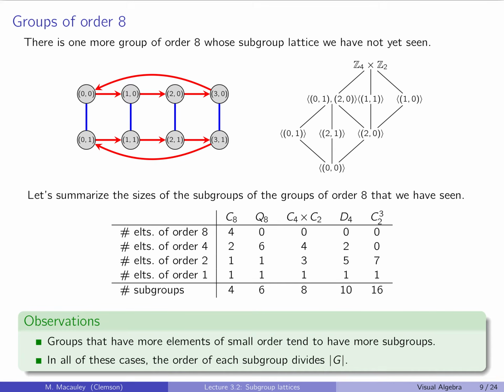Several observations. The first one we already made. Groups that have more elements of small order tend to have more subgroups. But one more thing. In all of these cases, the order of each subgroup divides the order of the group. Did you notice that? Any idea why that is? Or if that's always going to hold? Well, it will, and we'll prove it in the next lecture when we get to cosets.